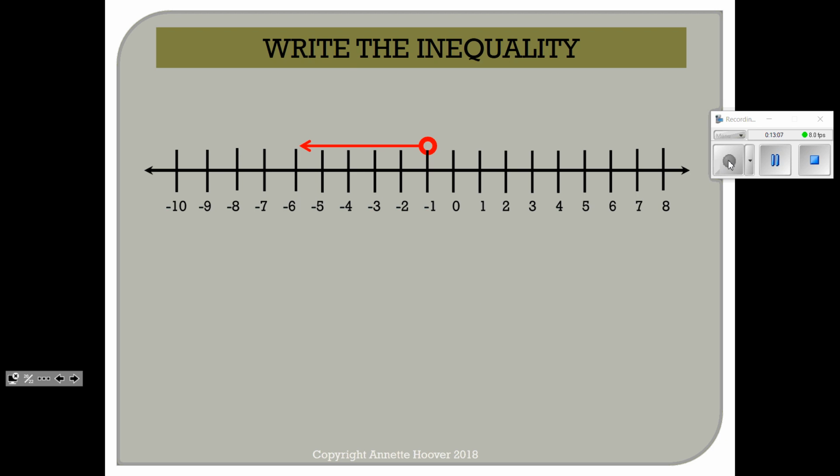Now let's see if we can write the inequalities. So you start with the variable x. Now, the arrow is going to the left, so this right here shows us our sign. It's a less than sign. And it's not equal to because it's not colored in. And then we just write this number. X is less than -1.